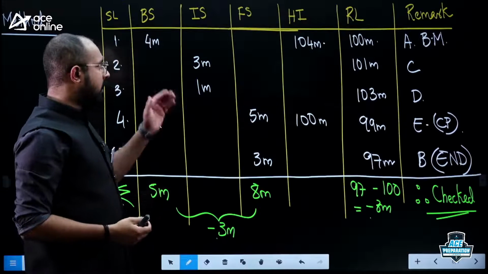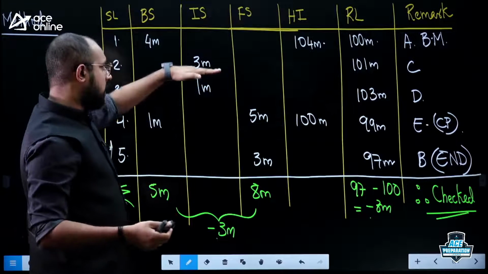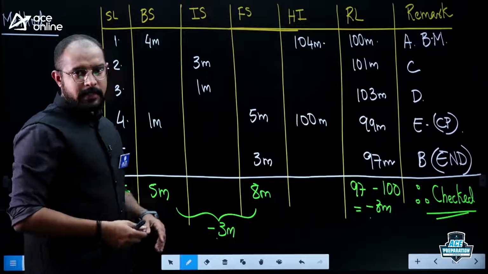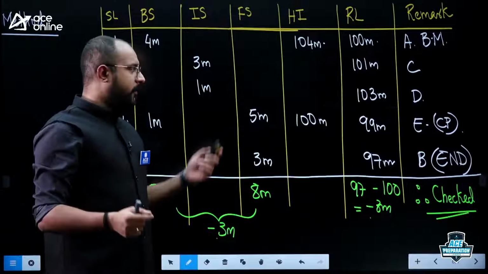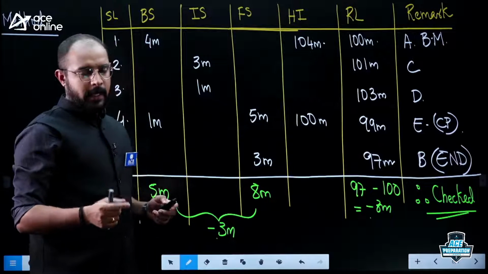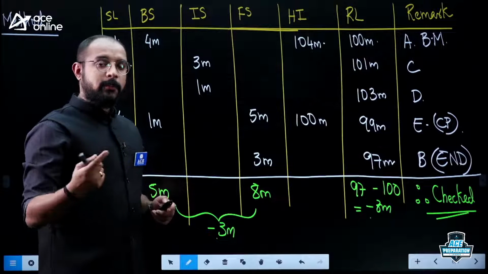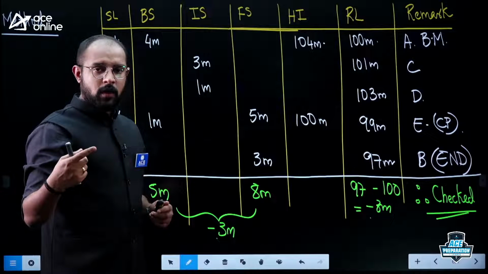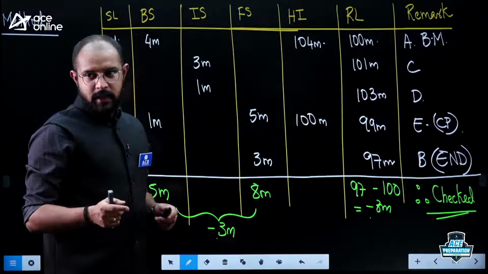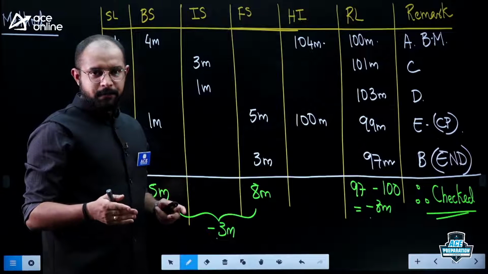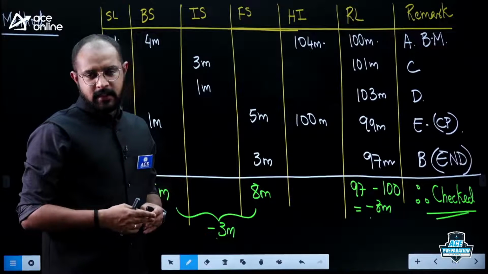So whenever you have a tabulation or field procedure where there are numerous intermediate sights, the accuracy of this method is always in question. It cannot provide enough checks on those intermediate sights. So at this point, what we need to do is the rise and fall method. But we will not be talking about the rise and fall method here.